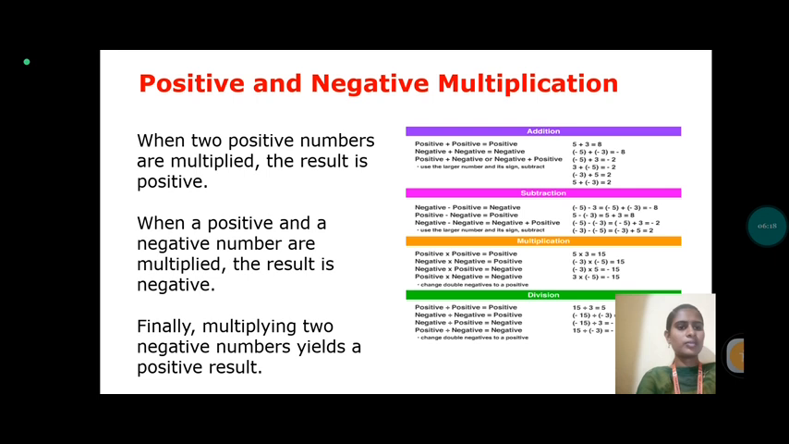Then for the division, positive divided by positive is equal to positive. Negative divided by negative is equal to positive. Negative divided by positive is equal to negative, and positive divided by negative is equal to negative.